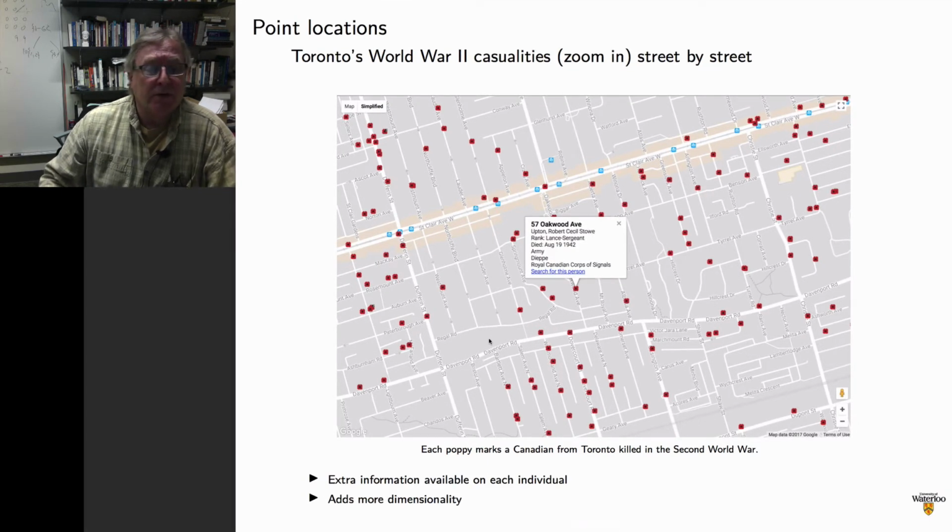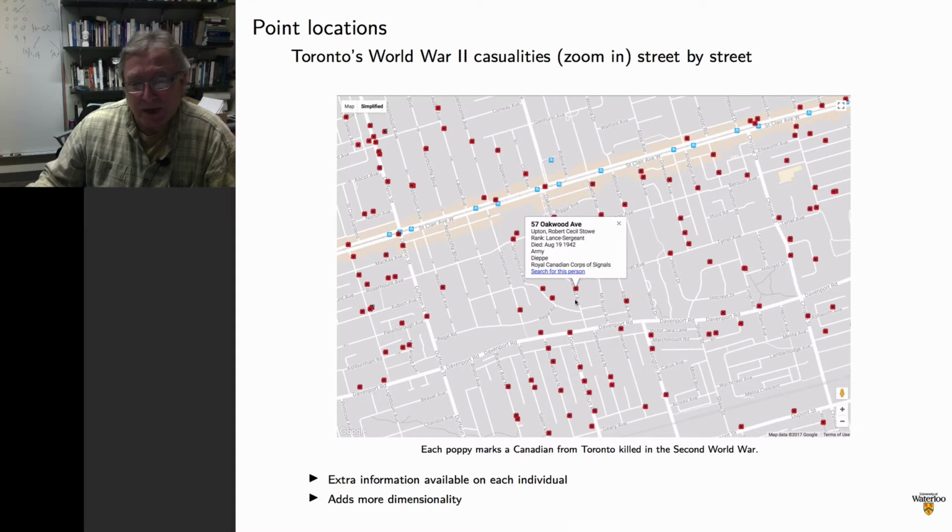And if you hover over these points, a pop-up will show you the individual information. So this is, for example, Robert Cecil Stowe Upton, who was a Lance Sergeant in the Canadian Army and was killed at Dieppe, the first coastal invasion of Europe during the Second World War, on the French coast. Canadians did that invasion, and there were a lot of casualties. That was sort of a precursor to the eventual successful D-Day invasion.